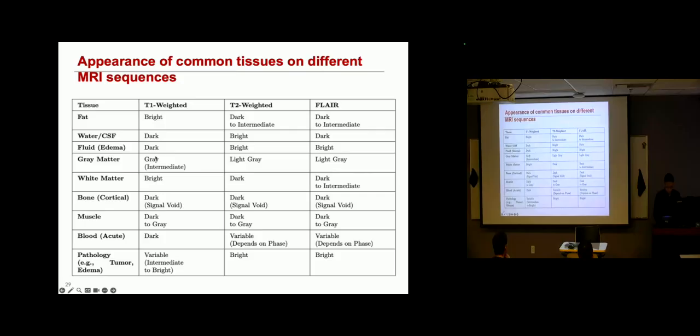And also I have a comprehensive summary, right? So all these different tissues, what they look like on these different sequences. I'm not going to go through all of them, but if you're interested, you can just check this table. As I mentioned earlier, right?